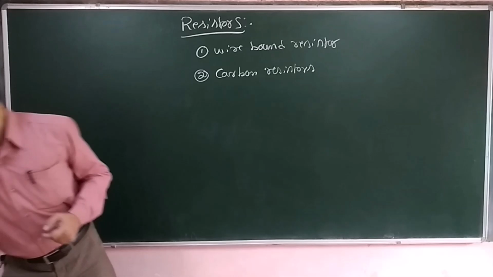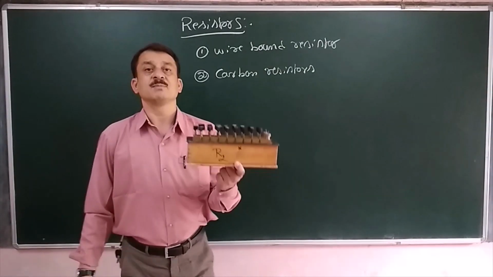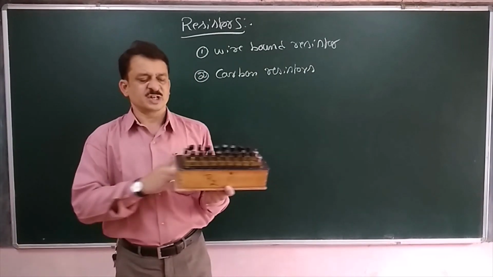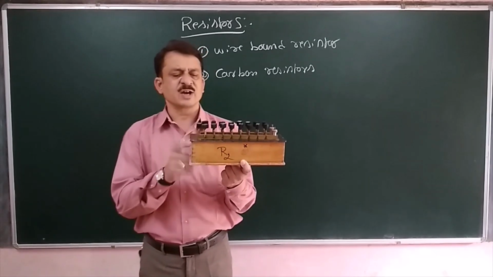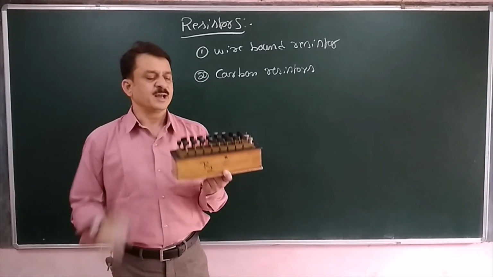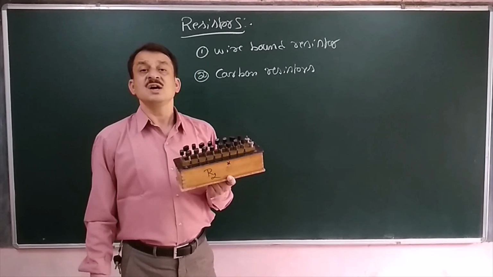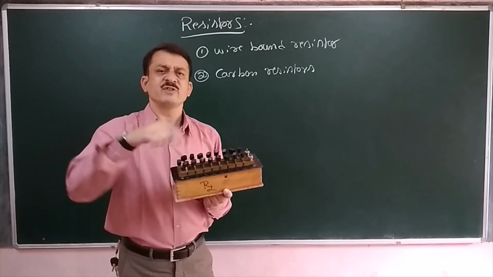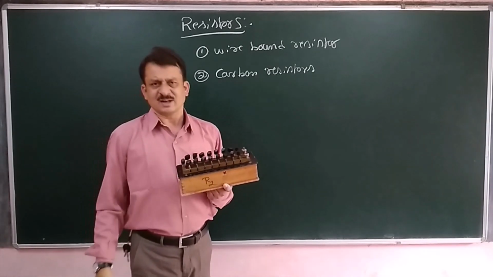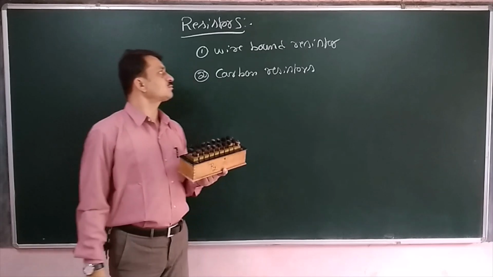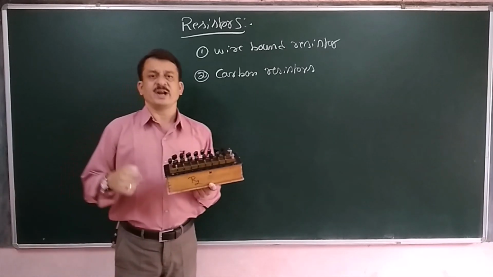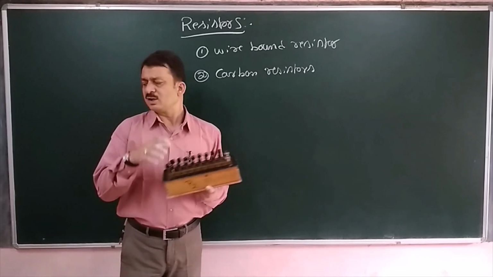Let me show one type of wire bound resistor. Now this is the resistance box that we are going to use in the laboratory. This is a wire bound resistor. Inside of it we have a wire alloy which is wound to have that value.